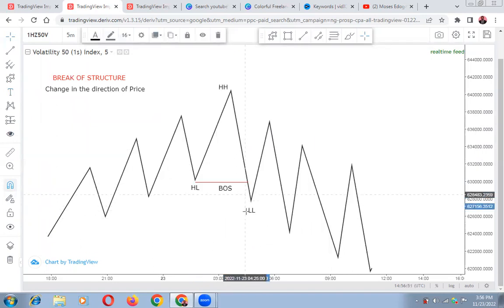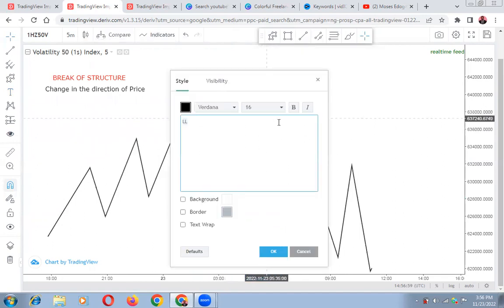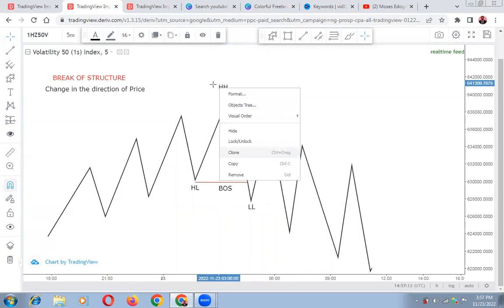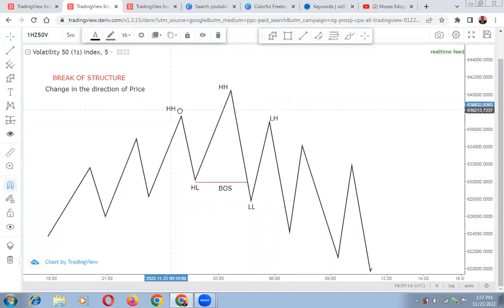This is not a lower low. And this is a lower high. You see the way price shifted, this is now a lower high. So we call it a shift in price. Price moves from higher highs to higher lows.